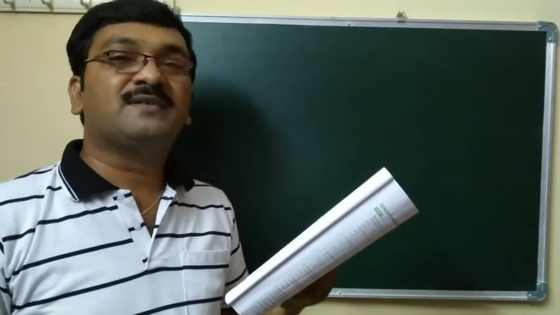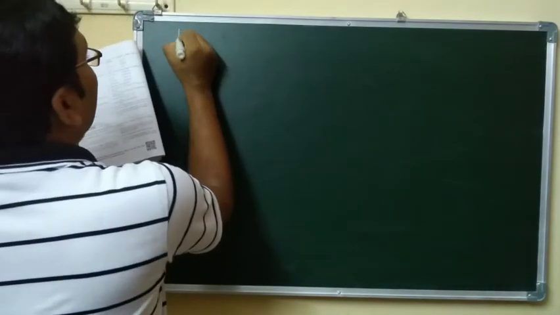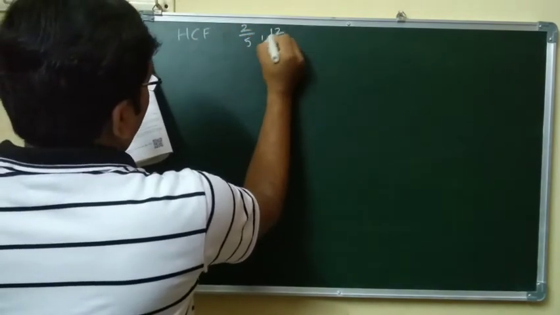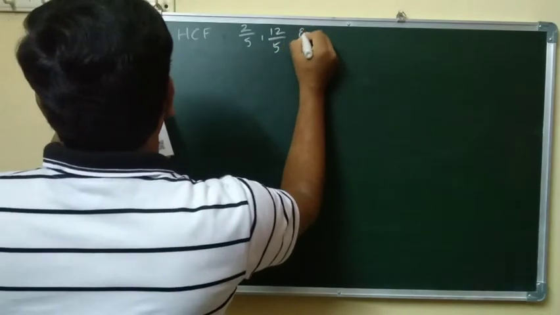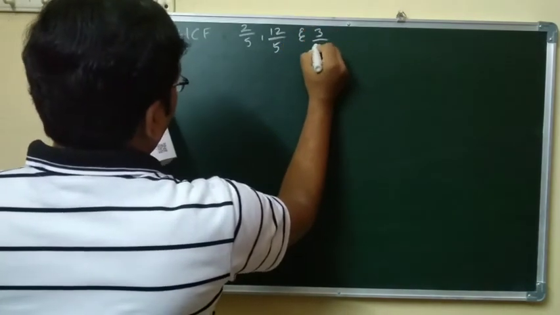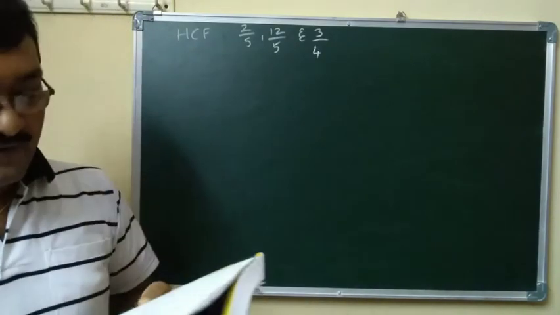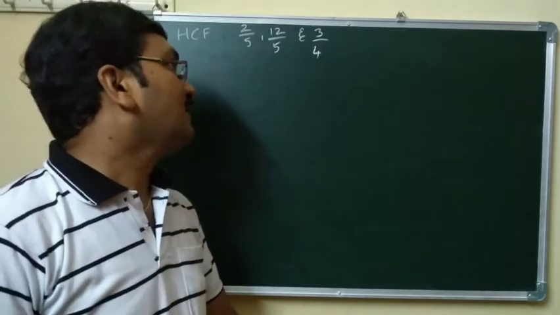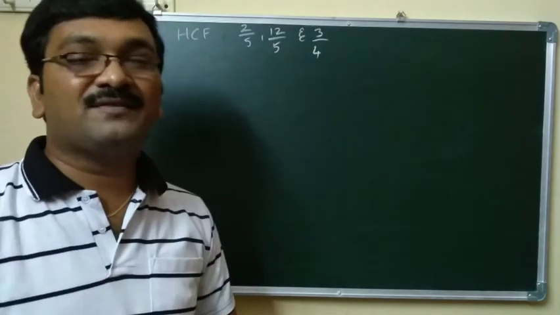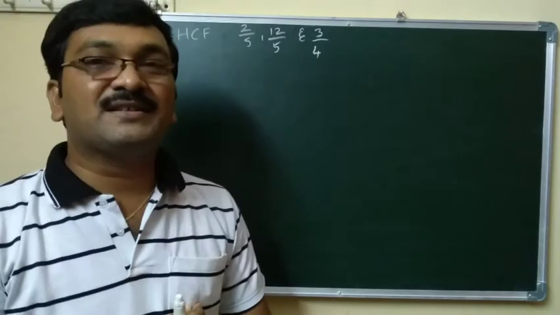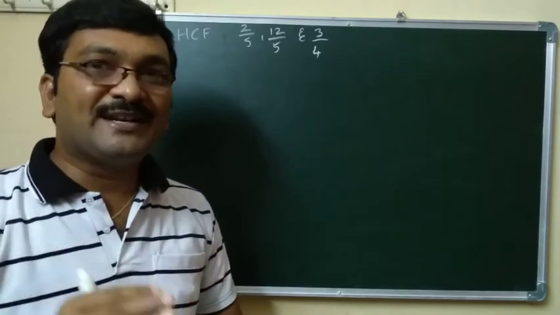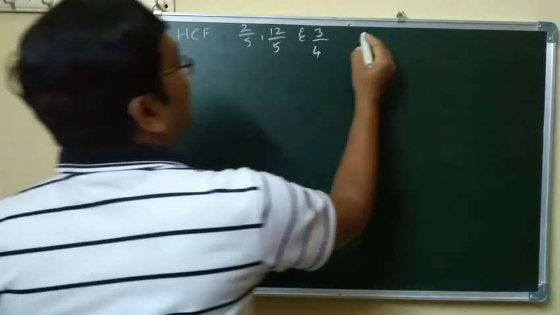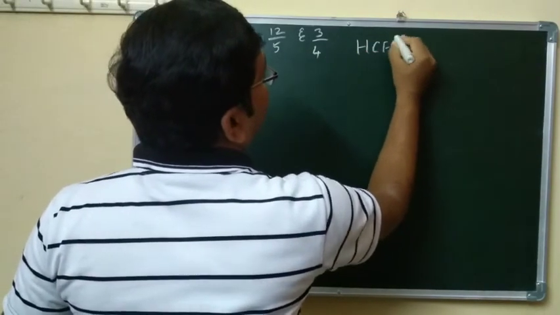Find the HCF of, so here they have given fractions. We have to find the HCF of 2 by 5, 12 by 5, and one more, 3 by 4. We have to find the HCF of these numbers. So what technique can we use here? The principle for the HCF was already given in the last video. That is, the HCF of fractions means the HCF of the numerators by the LCM of the denominators.